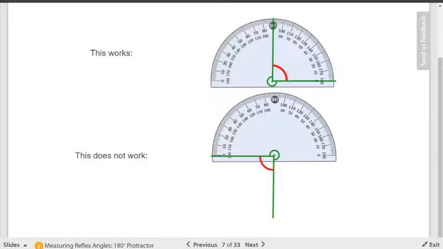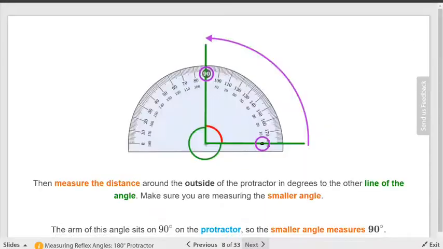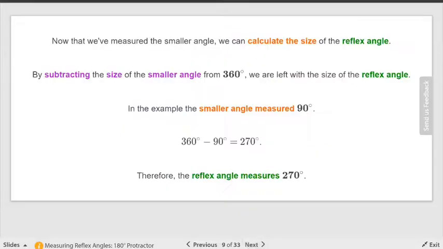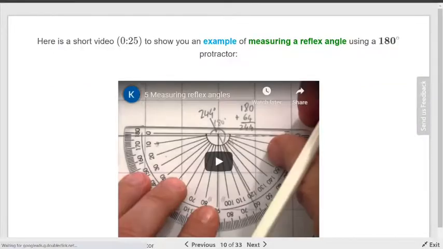Okay? Make sure you put both arms inside the protractor. Don't try to turn it upside down. Which means that if the inside is 90 degrees, the rest of it has to be 270, because it's 360 minus 90. Remember that? So sometimes you might have to subtract.